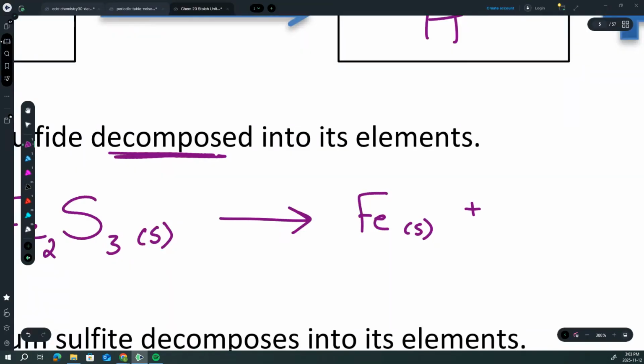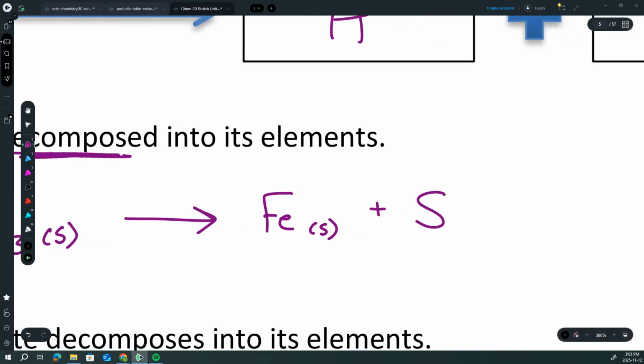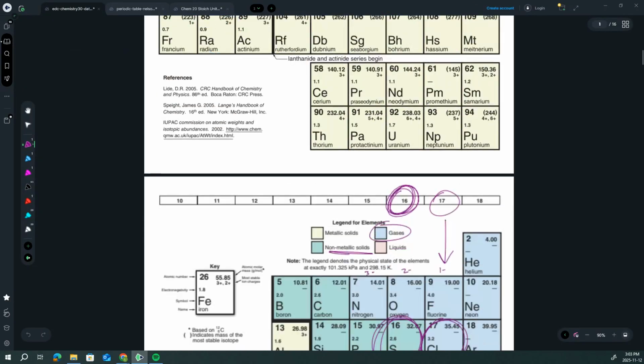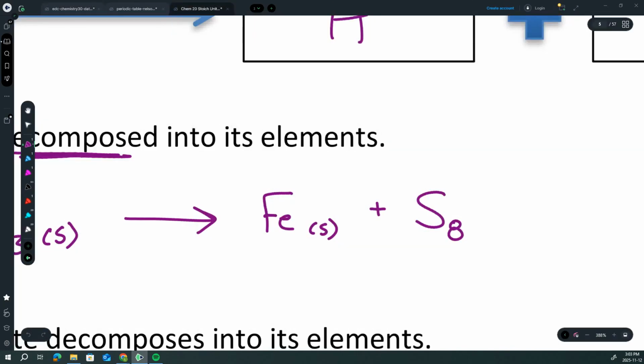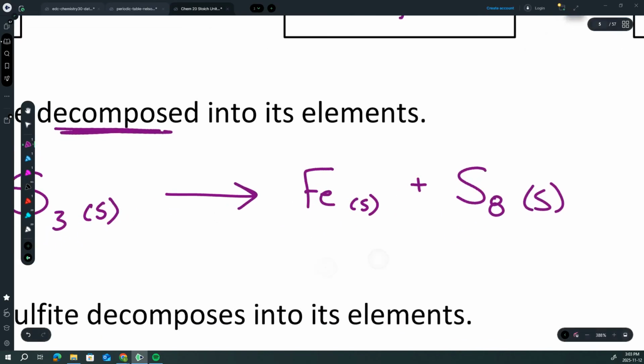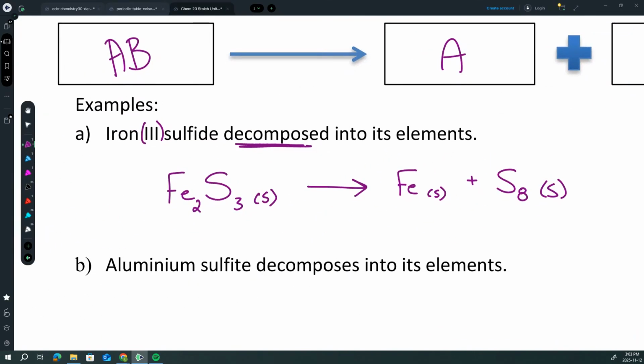Plus sulfur. Now remember, sulfur is one of our polyatomic elements, so whenever it's by itself, it is S8. Also, a reminder, looking at our periodic table, let me erase all of this to make it a little bit cleaner. Sulfur is right here. Since it's green, it's a non-metallic solid. All right, so right now we have the skeleton equation.